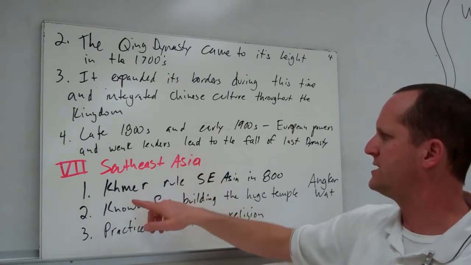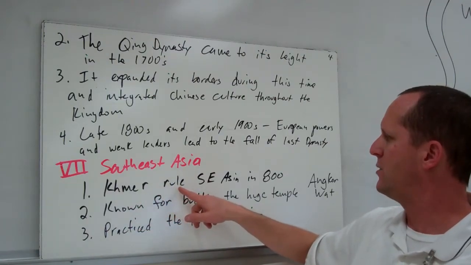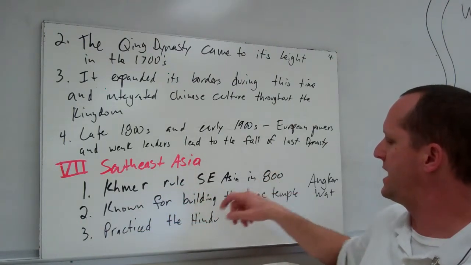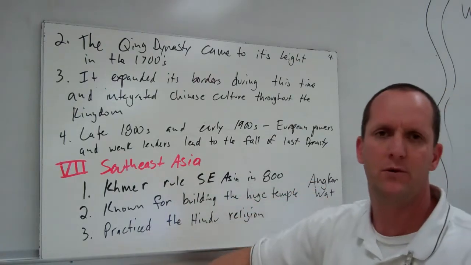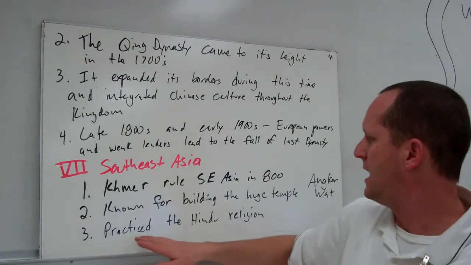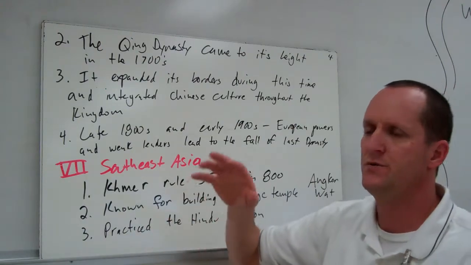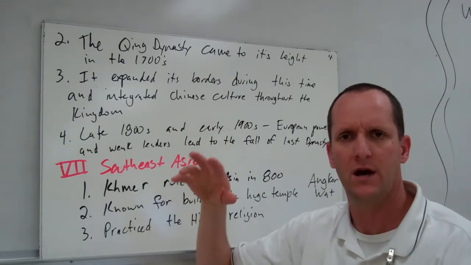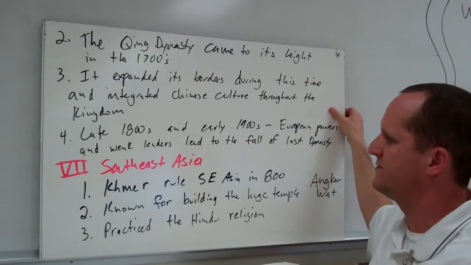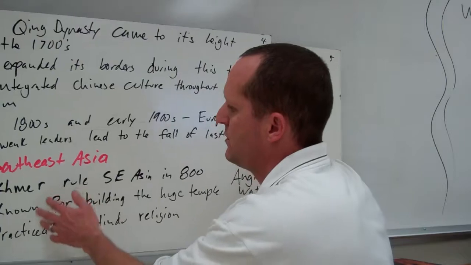Now, talking about Southeast Asia, the Khmer would rule in Southeast Asia in the 800s, known for building the huge temple known as Angkor Wat. They practiced the Hindu religion. So we're talking about the areas that are present day, like Cambodia and somewhat into Vietnam, but mostly in Cambodia.